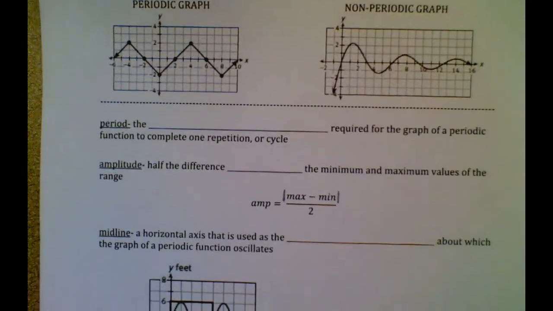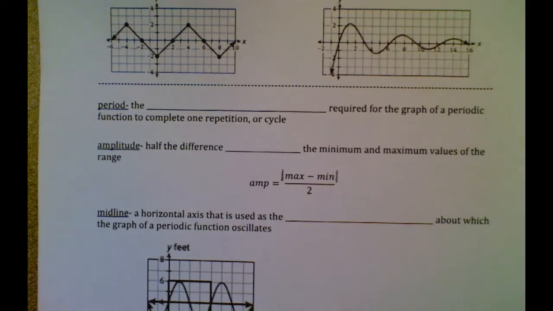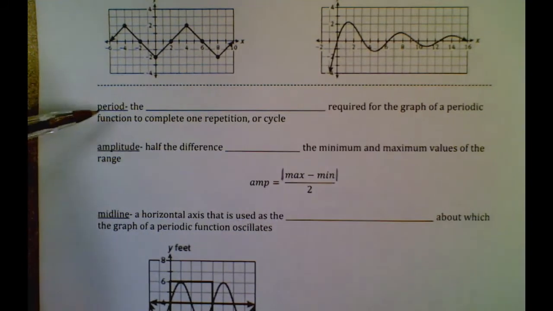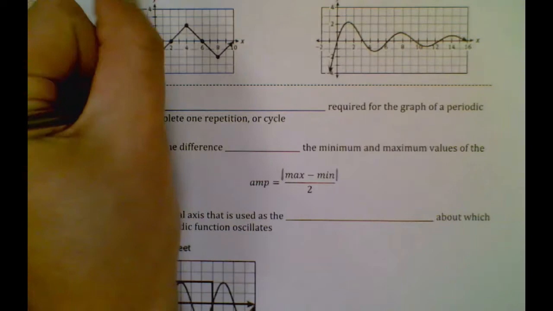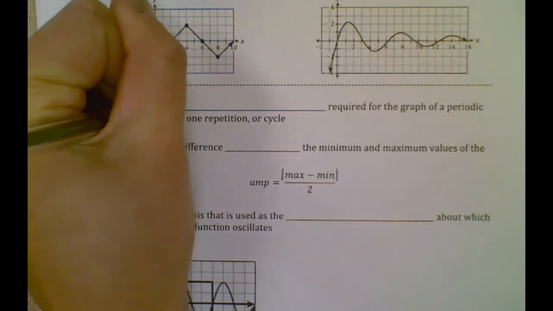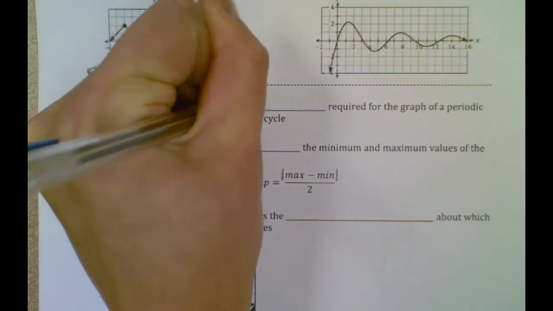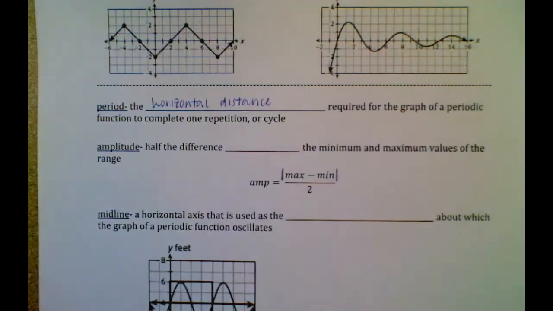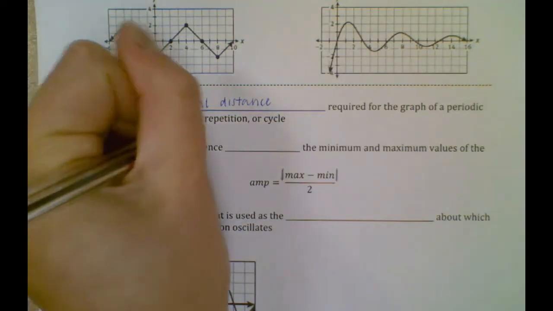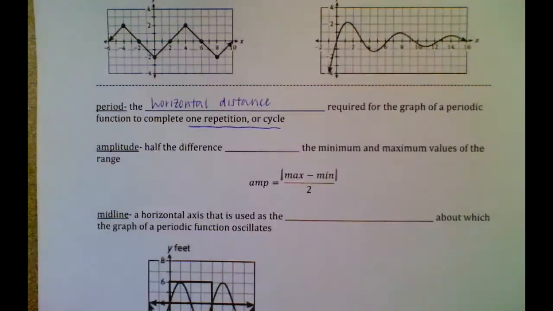So there's three things we're going to talk about that you need to find of these periodic functions, and that's the period, amplitude, and the midline. Period is the horizontal distance required for the graph of a periodic function to complete one repetition or one cycle.